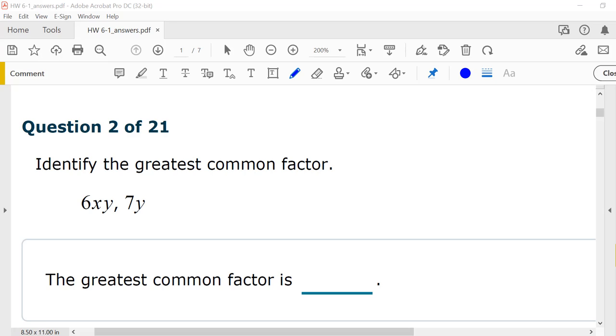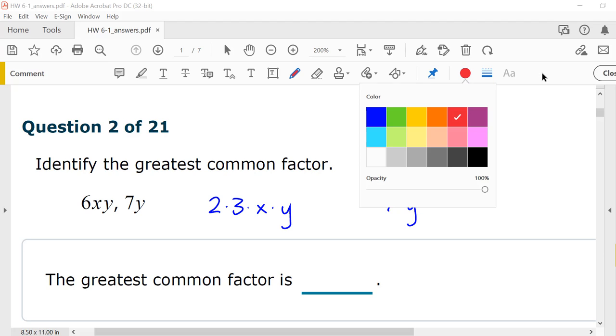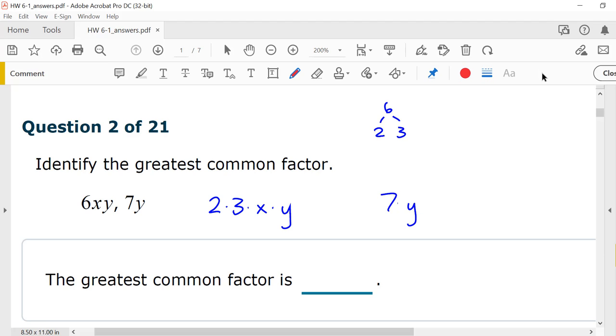Okay, number 2, identify the greatest common factor, 6xy and 7y. Okay, for 6xy, for 6 I have 2 times 3. So I have 2 times 3 times x times y. And then I also have 7 times y. So the greatest common factor, both of them have a y, and that's it. So the GCF is y.